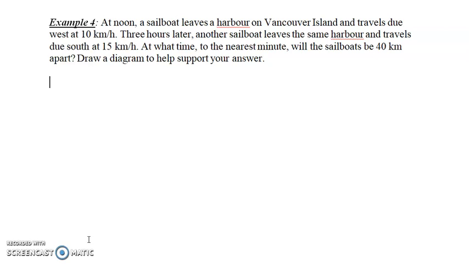It says at noon a sailboat leaves a harbor on Vancouver Island and travels due west at 10 kilometers per hour. 3 hours after, another sailboat leaves the same harbor and travels due south at 15 kilometers per hour. So it's 3 hours later. At what time, to the nearest minute, will the sailboats be 40 kilometers apart? Draw a diagram to scale. So if we're looking at 40 kilometers apart, we need distance.